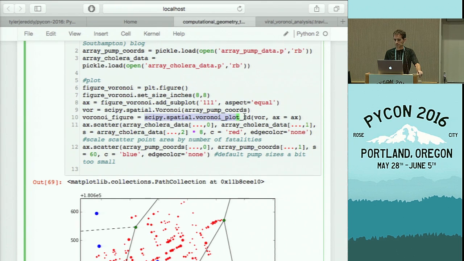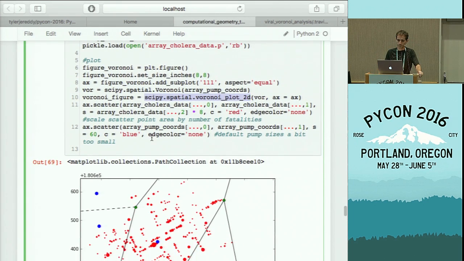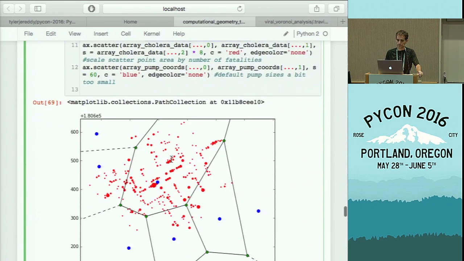And again, as a testament to how fundamental Voronoi diagrams are, the SciPy developers felt that it was justifiable to actually include an automatic plotting function. So we once again have scipy.spatial.voronoi_plot_2d, and we can feed in our Voronoi instance, and we can also feed in the axis object if we want to have other things done by matplotlib to customize that particular plot. And I'm just overlaying the fatality data that I've loaded in here.